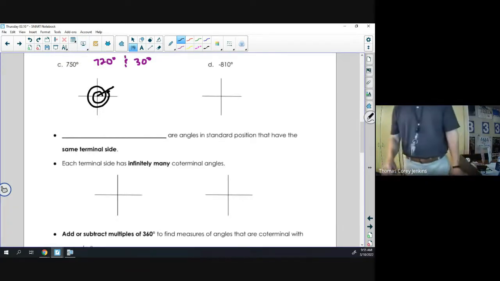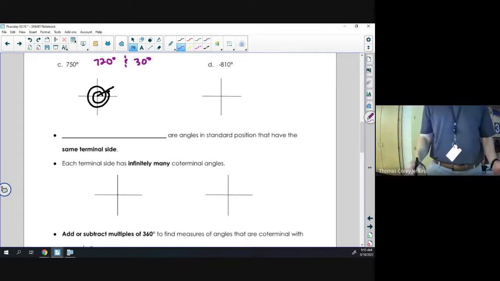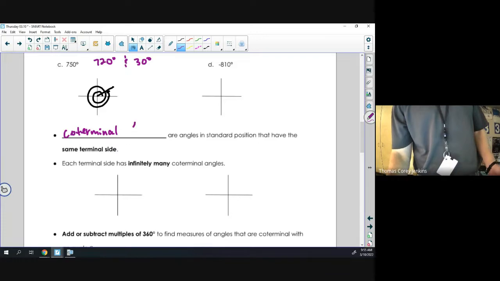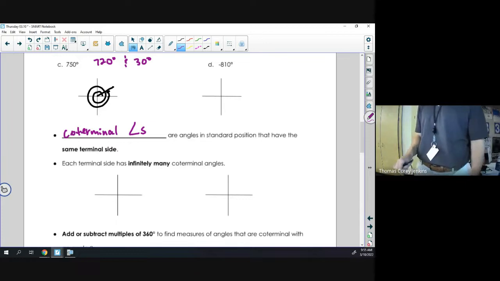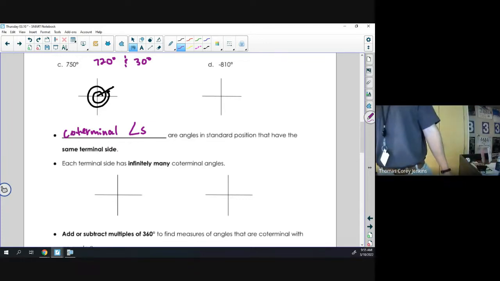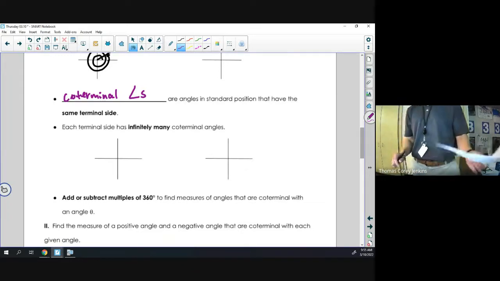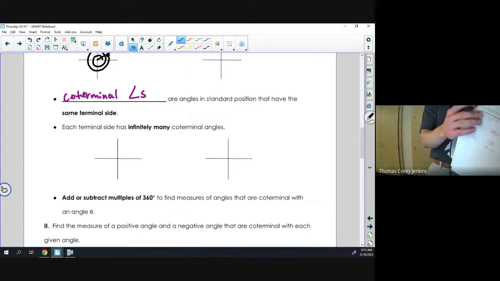All right. Mike's still working. We're good. So blank are angles in standard position that have the same terminal side. Those are called coterminal angles. Coterminal. And then if you guys want to use this symbol, you can. That's a good symbol to know, so I'll use that instead of writing the word angles, that little bent L. All right, so each terminal side has infinitely many coterminal angles. So let me give you a visual on a couple of examples.